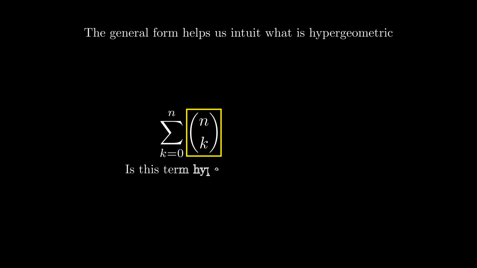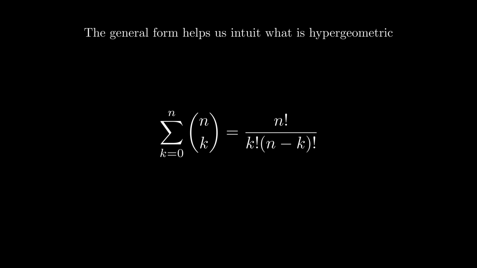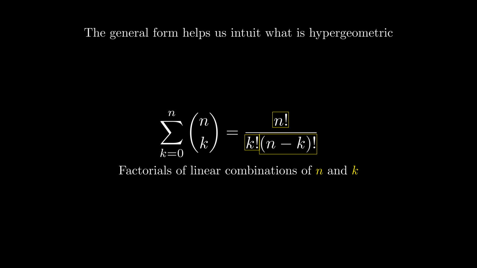For instance, suppose I wanted to find this sum here. Are the terms being summed hypergeometric or not? Would the algorithms mentioned here be able to help us solve it? Knowing that these binomial coefficients can be written in terms of these factorials, we can easily see that all of the factorials are linear combinations of n and k, which means this is hypergeometric.